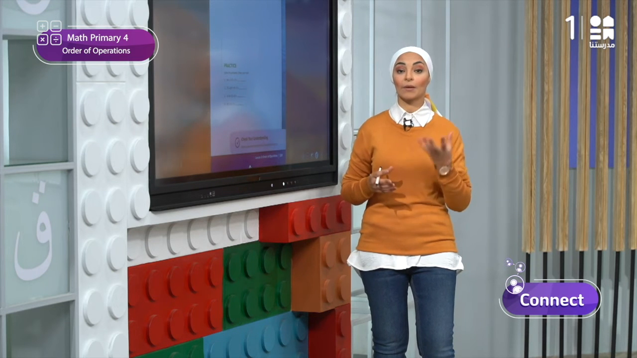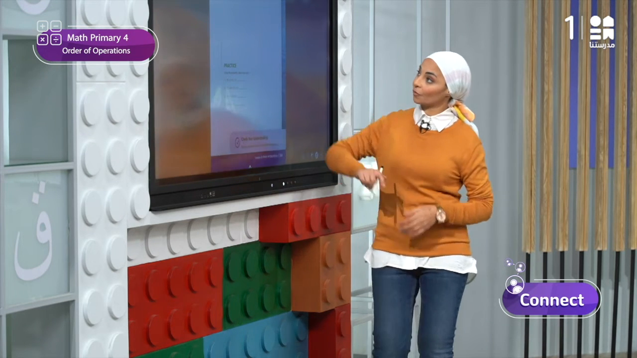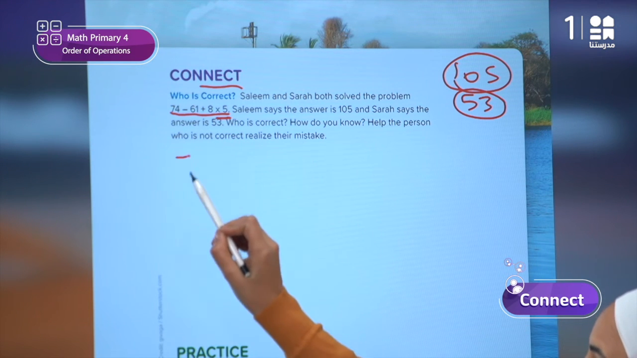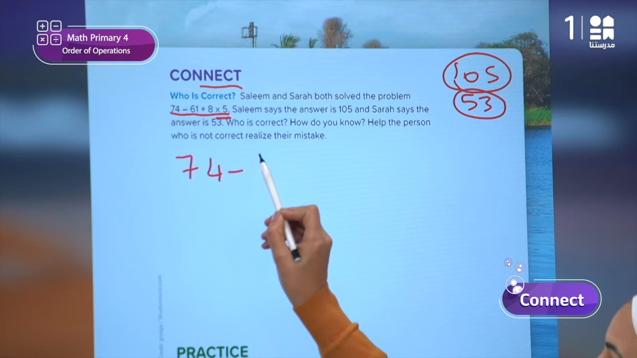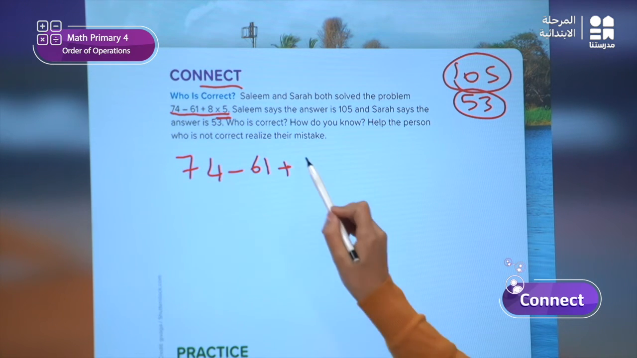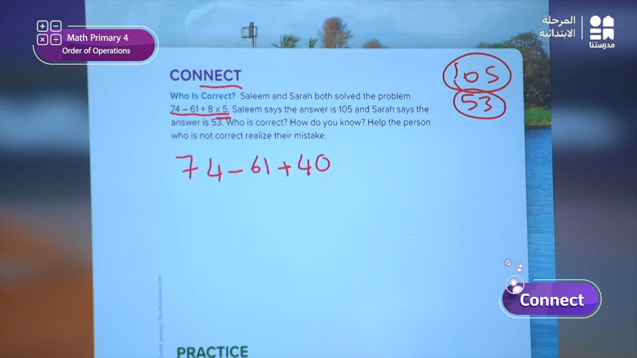So I will do 8 times 5. Right? The first thing I will do is 8 times 5. Let's write the equation. Here I have 74 minus 61 plus 8 times 5 equals what? Equals 40. So I will write here 40.